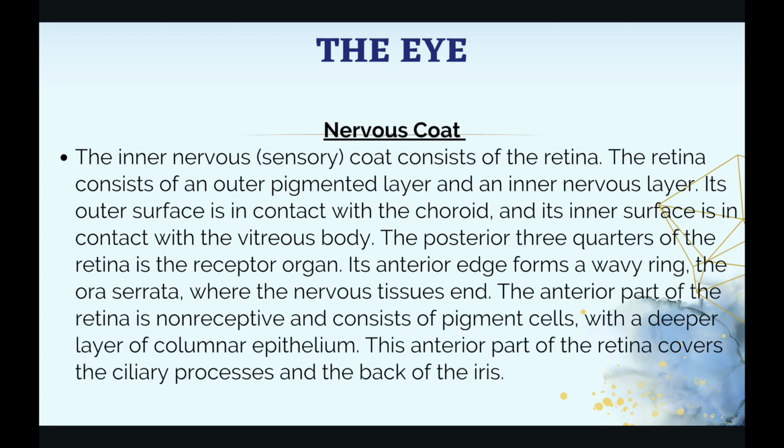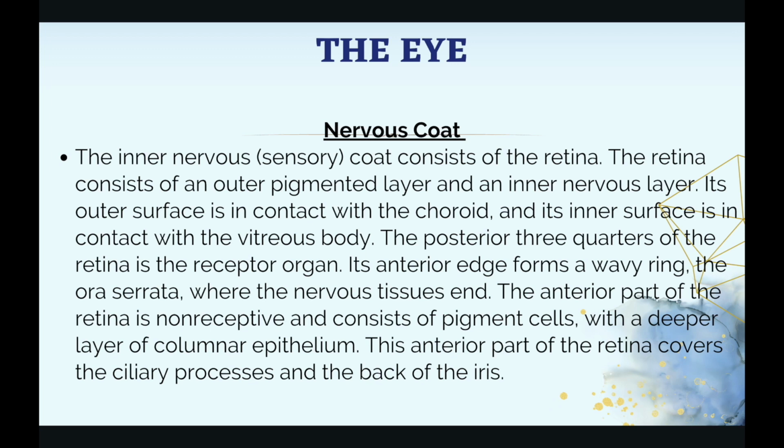The inner nervous coat consists of the retina. The retina consists of an outer pigmented layer and an inner nervous layer. Its outer surface is in contact with the choroid, and its inner surface is in contact with the vitreous body. The posterior three-quarters of the retina is the receptor organ. Its anterior edge forms a wavy ring, the ora serrata, where the nervous tissues end.